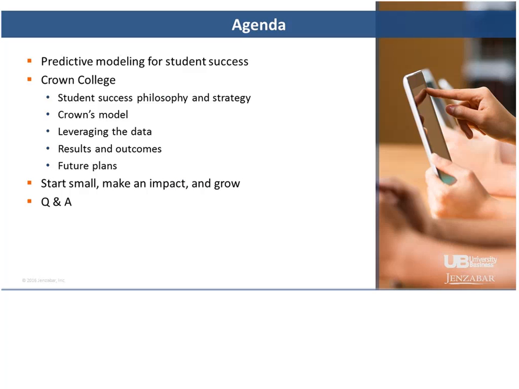So we're going to talk about what we're referencing in this presentation. And then I'm going to hand it over to Crown, to Patty, and let her talk about their student success philosophy and strategy, Crown's particular predictive model, how they've been able to leverage the data, the results and outcomes they have, and then their future plans. In the end, we'll wrap it up with some pointers on how to start small, make an impact, and grow your efforts, and then we'll finish with a question and answer session.